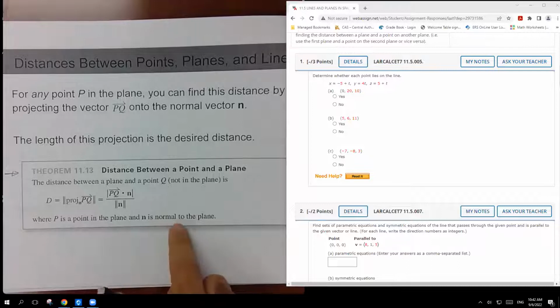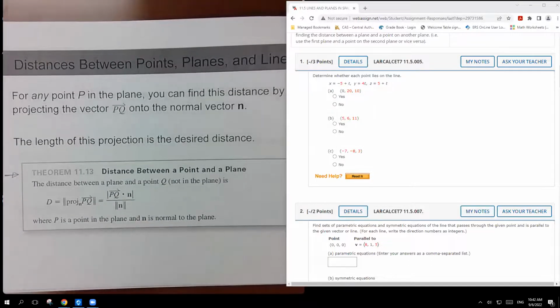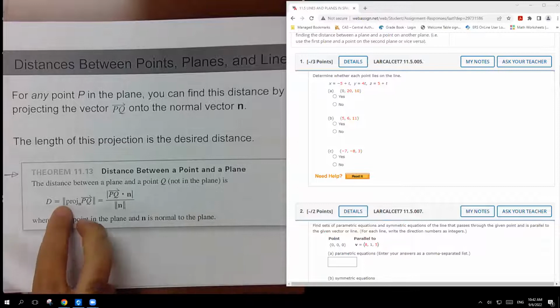N is the normal vector to the plane. We're going to check that when we do an example. And the last thing, if you check the next one, there is an example.